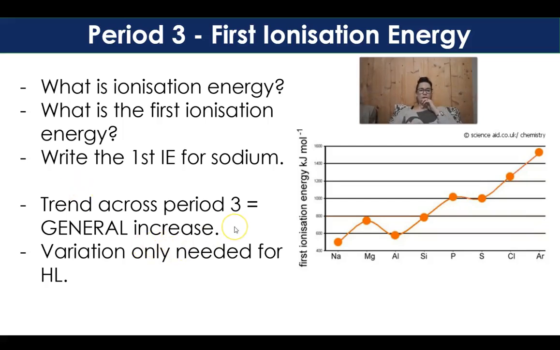So the trend across period 3. Let's look at this trend in ionization energy. You can see here, the ionization energy typically goes up as you move across a period, which is typical. We said that before because the smaller the atom, the harder it's going to be to pull away those electrons, right? But there are variations in this trend. You can see we have a slight dip from magnesium to aluminum and from phosphorus to sulfur.